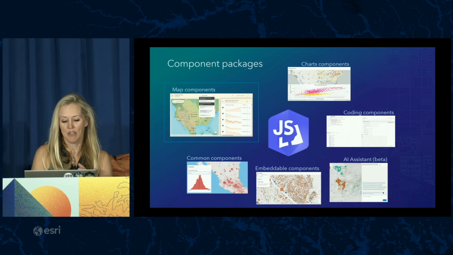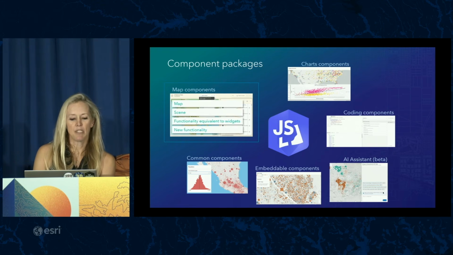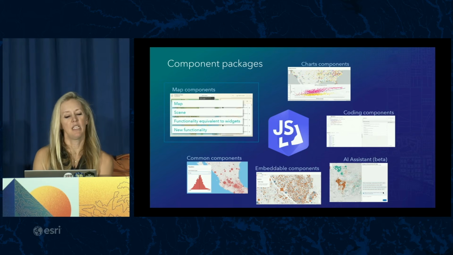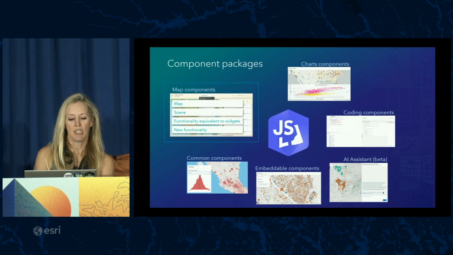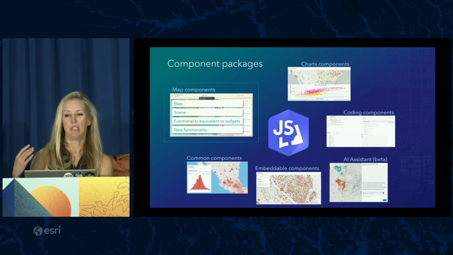There's sessions focused on that. You have the embeddable components, and then there's the newest one. Well, common components and the AI are the newest ones. For map components, that's really consisting of the map, the scene, the functionality equivalent to what the widgets have. And also, as we introduce new functionality, it's always delivered as components, not widgets.